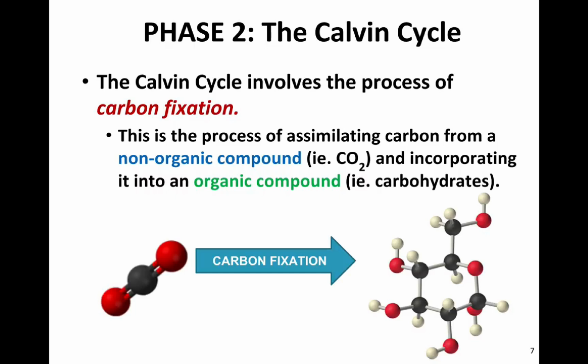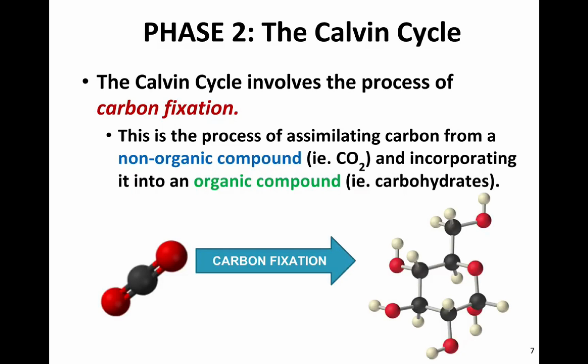We're taking up carbon from a non-organic compound, that could be carbon dioxide, and we are changing it in some way. We're incorporating it into an organic compound, such as carbohydrates. So when we say carbon fixation, what we're saying is that we're taking something that is inorganic, a non-organic compound like CO2, and we're converting it through a series of reactions to an organic compound. And basically what we're doing is we're taking the carbon from the inorganic compound and we're fixing it, or affixing it, onto an already existing organic compound. So we're basically just appending the carbon from the carbon dioxide onto a string of carbon atoms that we already have inside the plant.